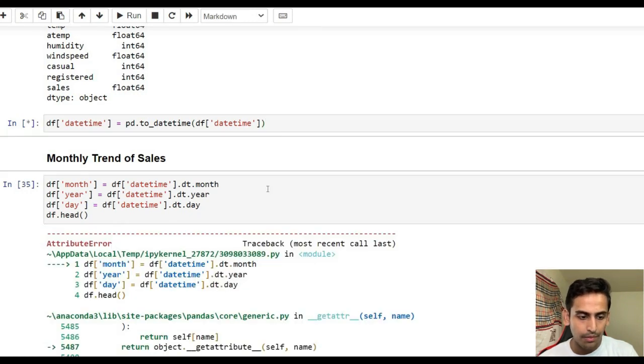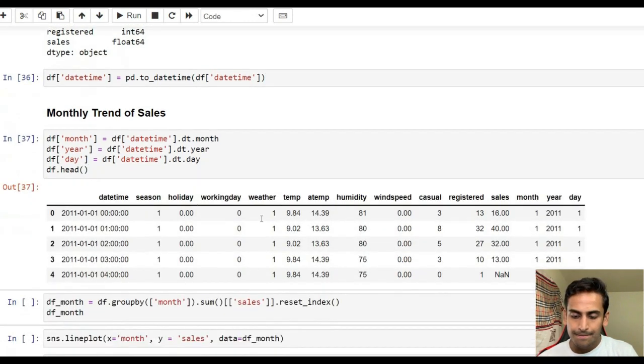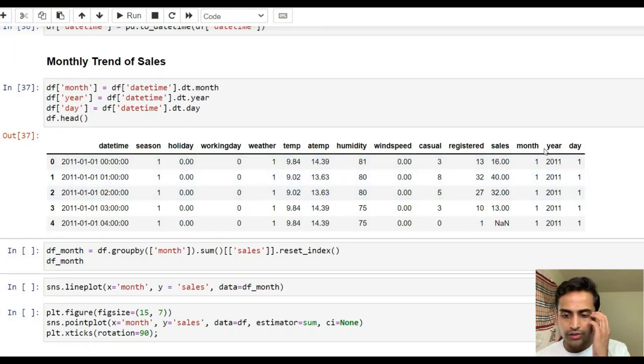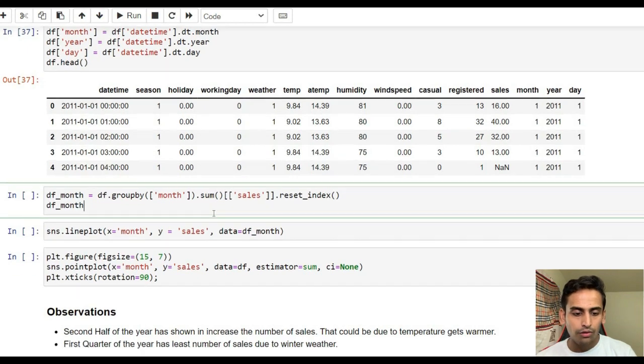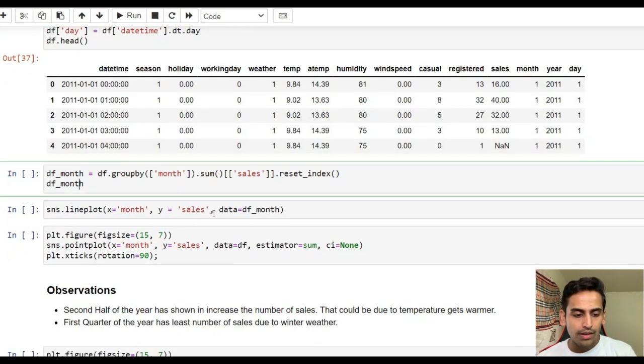Let me run this command first. And now as we can see, we have extracted the month, year and day. So first thing I'm doing is I want to understand, for every month, what is our aggregated sales.